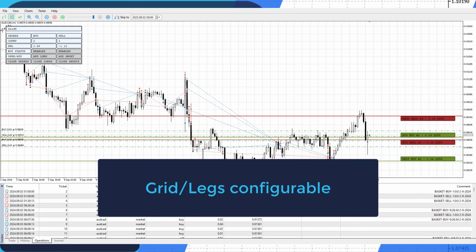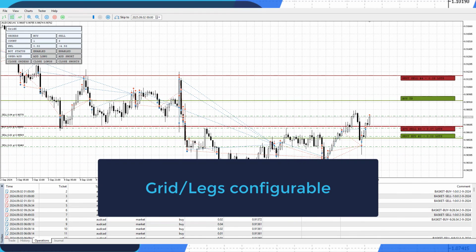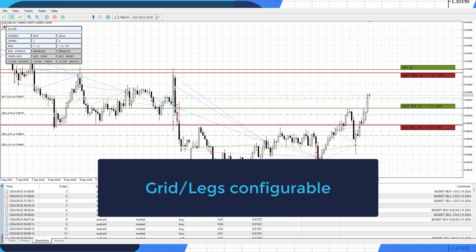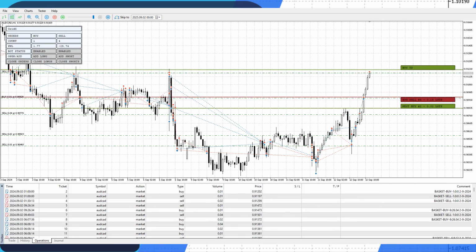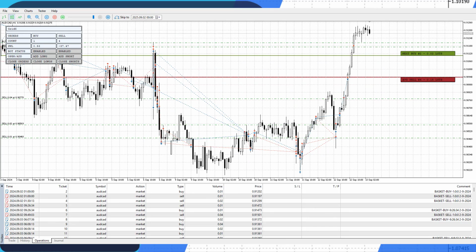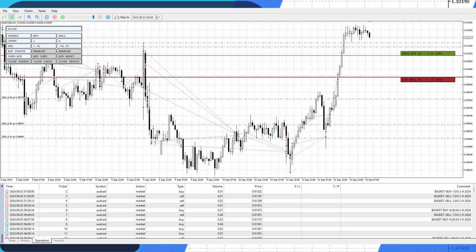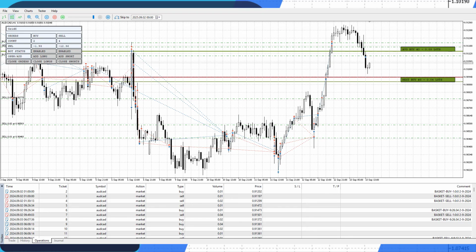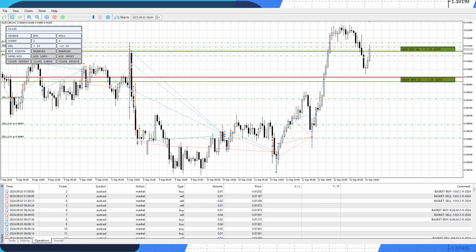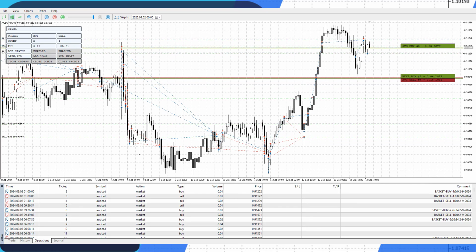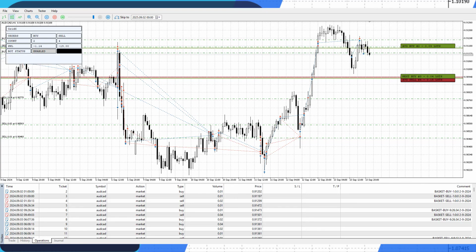The leg distance between orders is configurable. You can use a fixed distance in points or define it as a percentage of price. There is also a leg distance multiplier, which increases the spacing as more orders are added. This prevents too many trades from clustering together and helps control drawdown in trending markets.